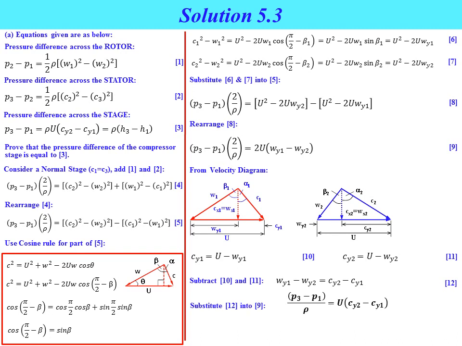Substitute equation 12 into equation number 9, and we get the equation for pressure difference, where P3 minus P1 divided by rho equals U multiplied by bracket Cy2 minus Cy1. So we have proved the equation for the pressure difference across a stage, which refers to equation number 3.